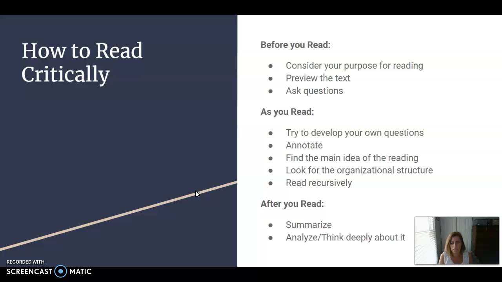Finally, after you read, you should make sure that you can summarize. You should make sure you're able to say what that article was about. And then take a little time to think critically about it and what you thought about the article.